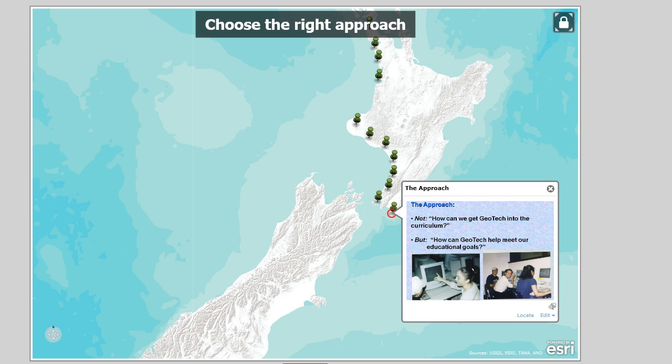Now choose the right approach with GIS. The approach shouldn't be, how can we get geotechnology into the curriculum? Rather, it should be, how can geotechnology help meet my educational goals with this lesson, with this unit, with this subject, with this age level each year? That's the approach.